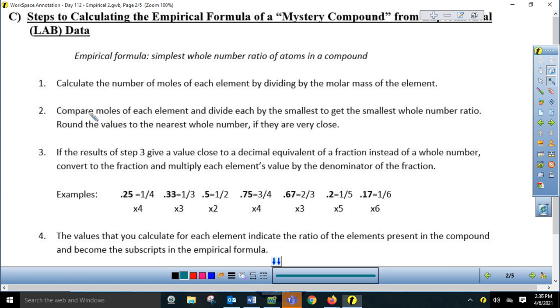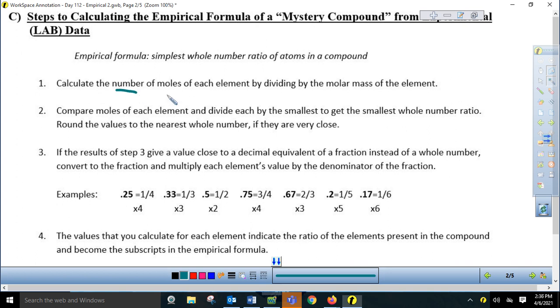Yesterday in your notes you had the step-by-step process that we summarized as we worked through 2 problems. But let's take a look at this now that we have a little bit of working knowledge of the process. So once again, step 1, you're trying to calculate the empirical formula of a mystery compound.